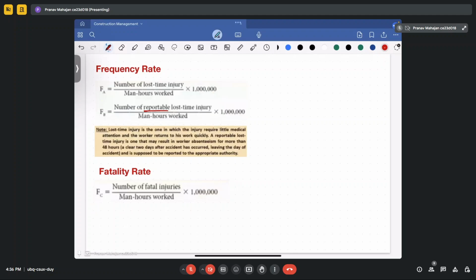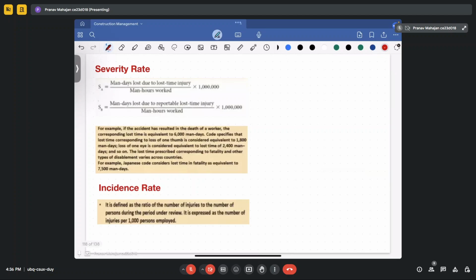So this is what defines lost time injury and the reportable lost time injury. We can define frequency rate based upon lost time, and also reportable lost time injury. Another is fatality rate. Fatality rate is the number of fatal injuries that happen divided by the number of man hours worked in million. Third is severity rate. Severity rate is the man days lost due to lost time injuries divided by man hours worked.